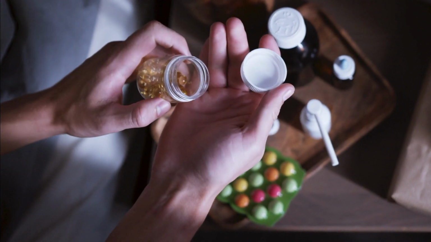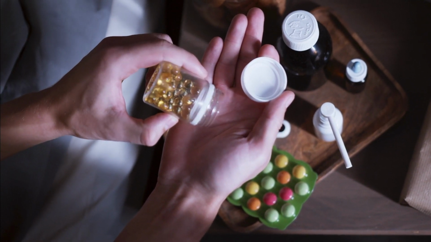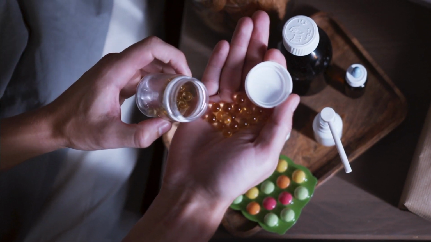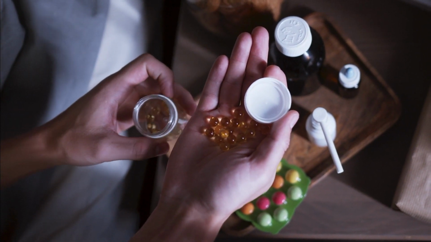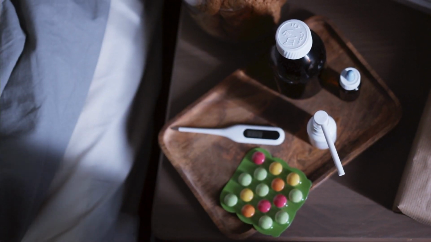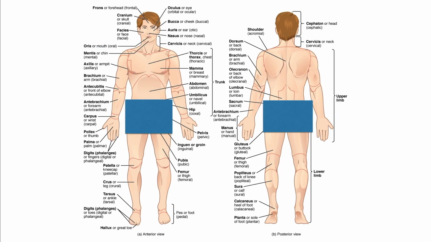Proximal describes a position in a limb that is nearer to the point of attachment or the trunk of the body. The brachium is proximal to the antebrachium. Distal describes a position in a limb that is farther from the point of attachment or the trunk of the body. The crus is distal to the femur.